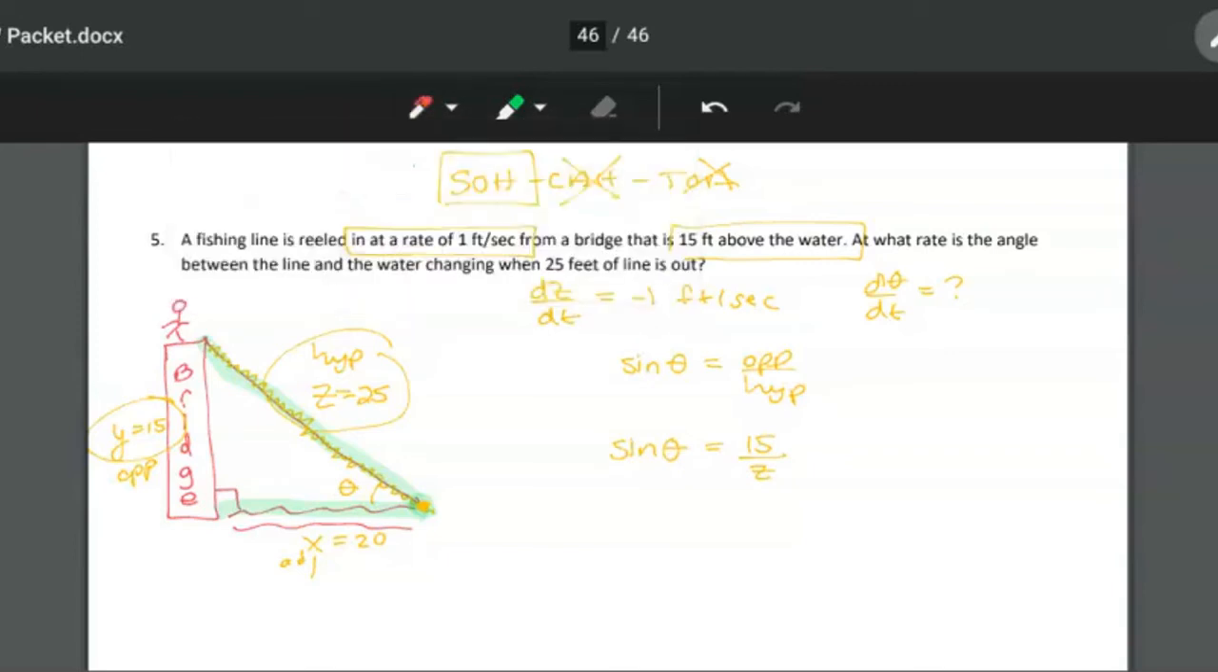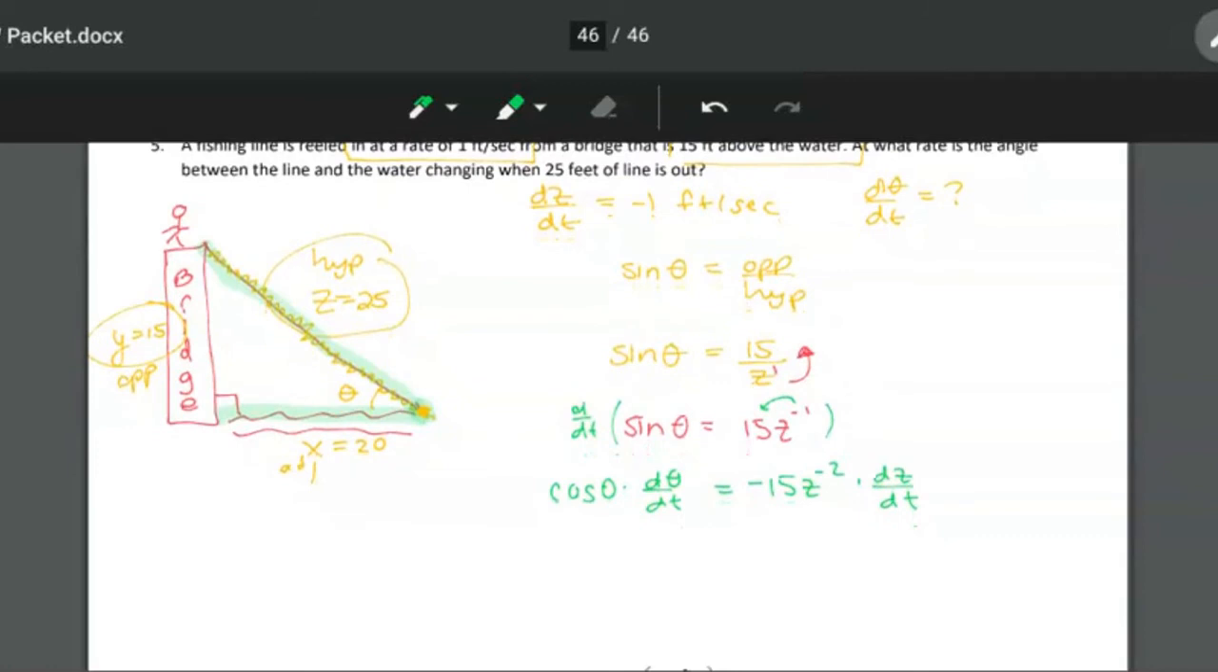All right, so we need to take the derivative of this with respect to t. Let's rewrite this. This is Z to the first power right here. I'd probably bring this to the numerator to make it a little bit easier. Call it 15Z to the negative 1. And then I would take the derivative of that with respect to t. So the derivative of sine is cosine, and then you'd get a d theta dt. If we bring the negative 1 out in front, we get negative 15 Z to the negative second times dz dt.